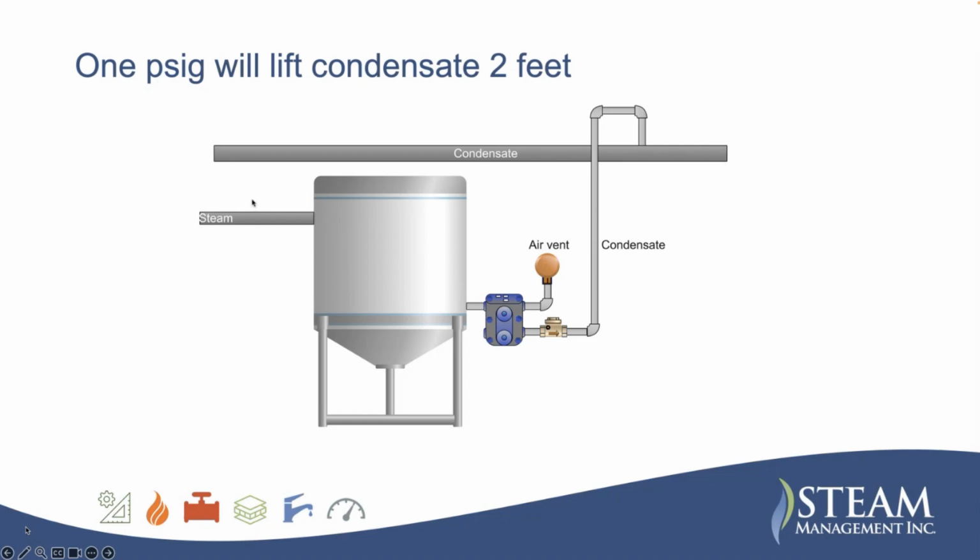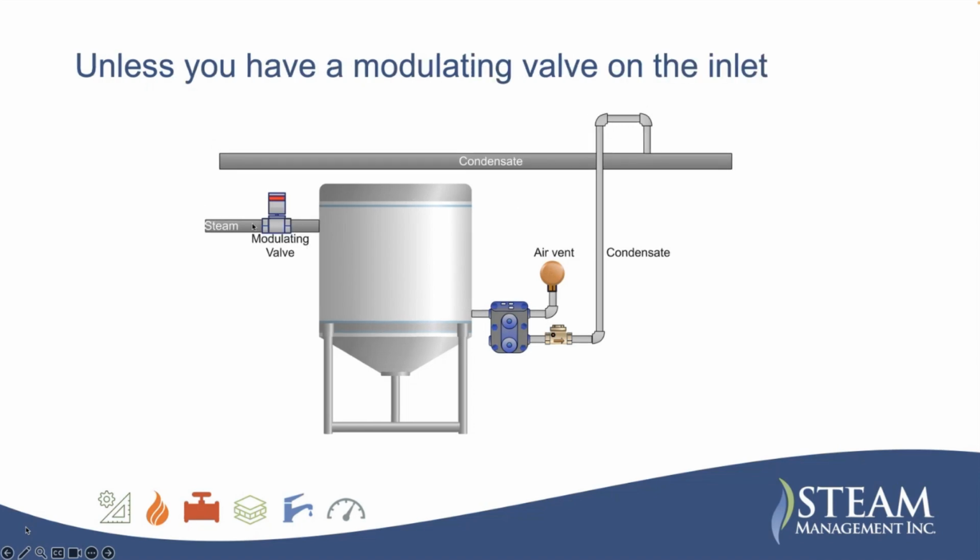And this works fine unless you have a modulating valve on the inlet. Once you put a modulating valve, you can't lift condensate anymore, because as this thing's starting to close down, you don't have the steam pressure to lift that. So now as it's starting to close down, all that condensate is going to be stuck in here. Next time this valve opens up, it's going to push all that condensate up, and it's going to sound like a Blue Man concert. You're going to be having banging like you haven't heard in a long time.